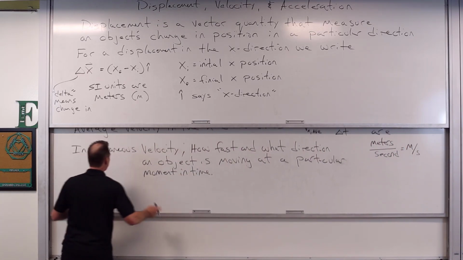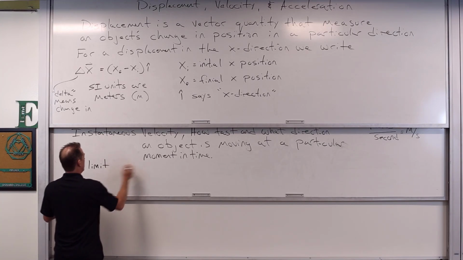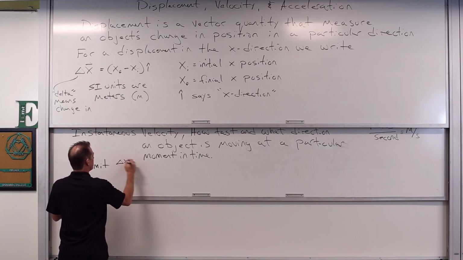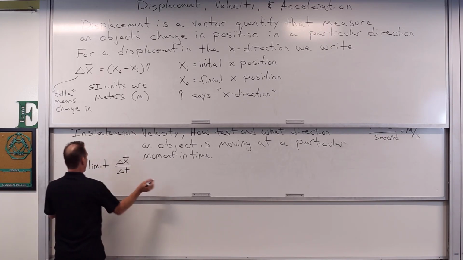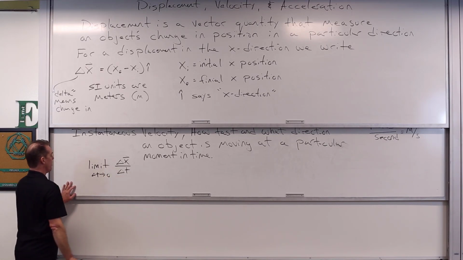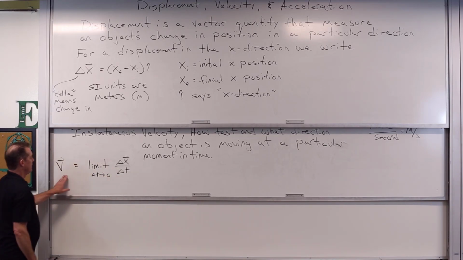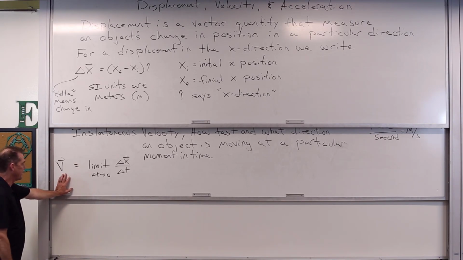So we can say it's ultimately gotten by taking the limit as delta t goes to 0 of delta x hat divided by delta t. And this would be v hat, the instantaneous velocity. It's gotten by considering that limit.